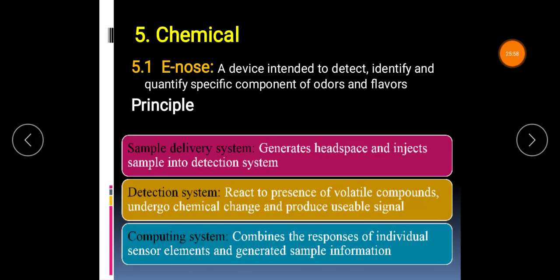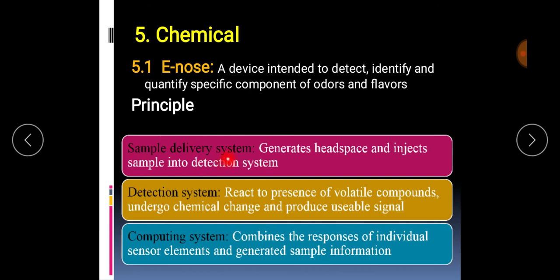Okay, then e-nose, it is called electronic nose, and the field that studies it is called biomimetics. It will mimic the human nose. What happens? See, your nose cannot check poisonous material or any very bad material, and human sniffers are very costly also. So the electronic nose is a device intended to detect or identify and quantify specific components of odors and flavors.